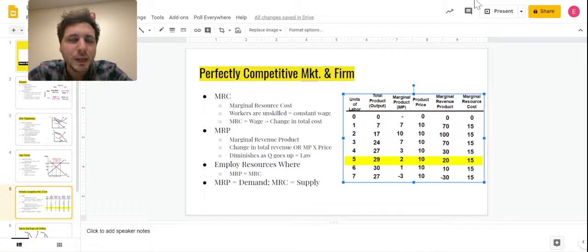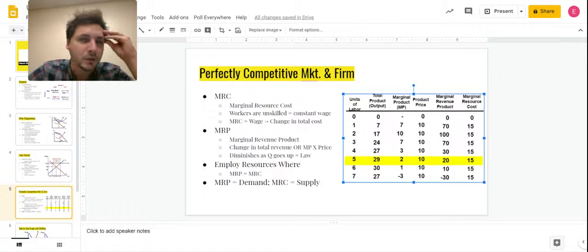All right, hope that was helpful. Be able to calculate those two things, identify it on a chart, find the quantity that you should be producing there, and then be able to define those two terms. What's marginal revenue product? What's marginal resource cost? And then if I give you wage, know that it's MRC. And then know that MRP is subject to the law of diminishing returns.